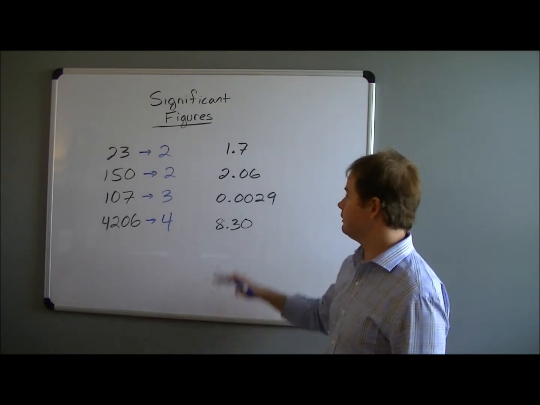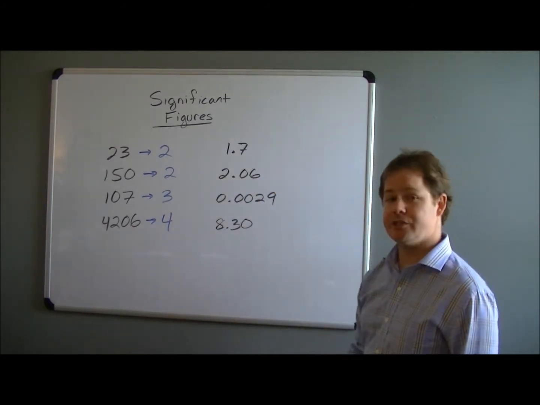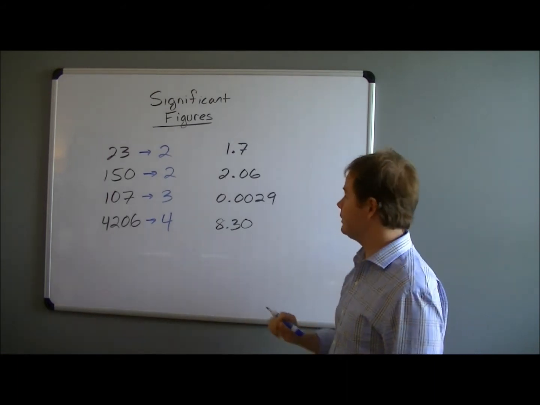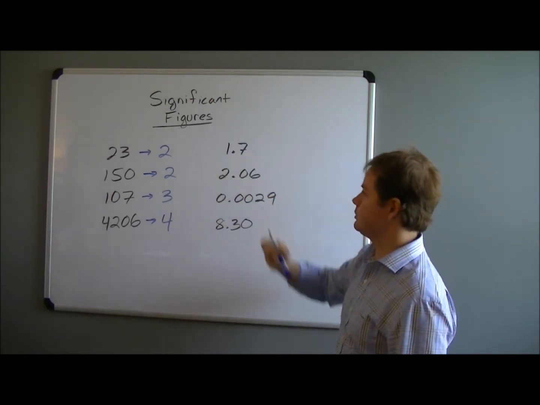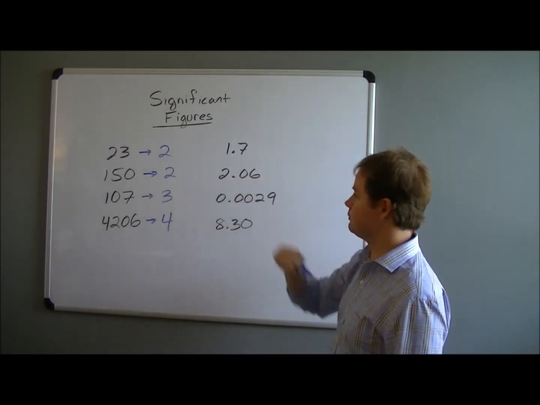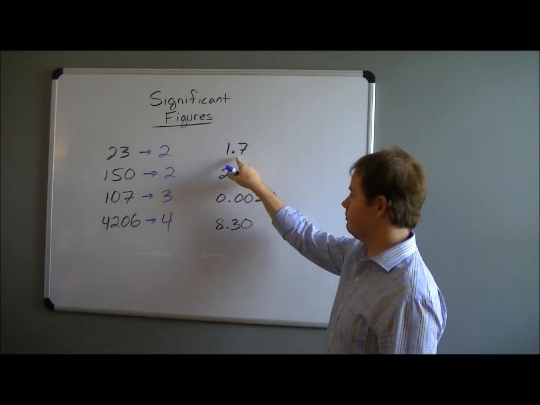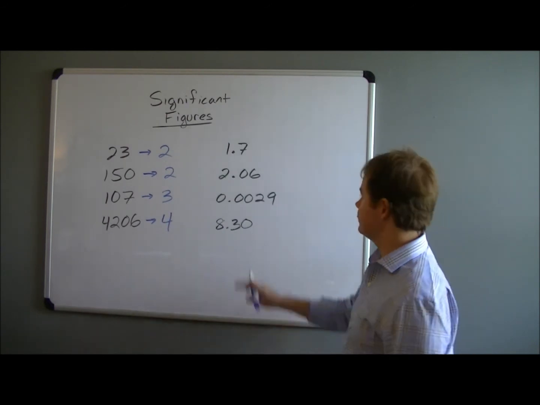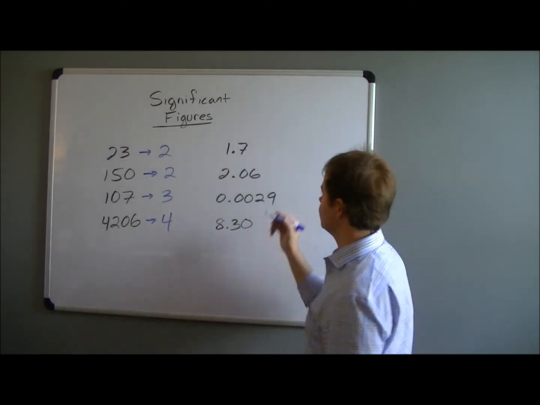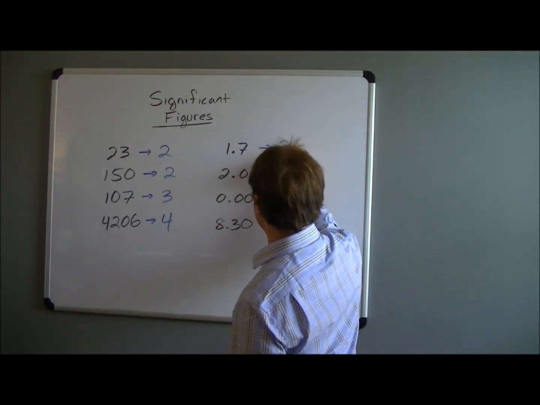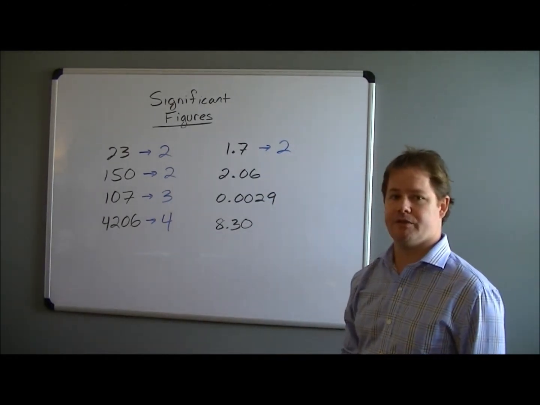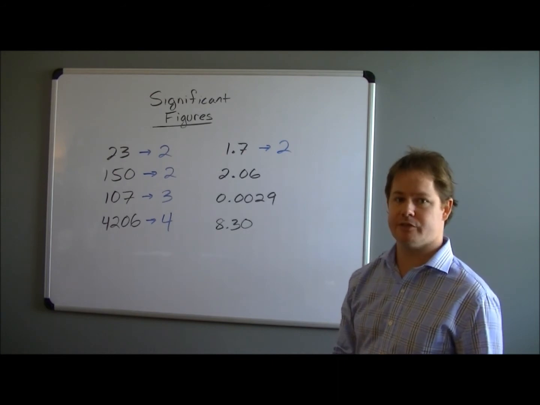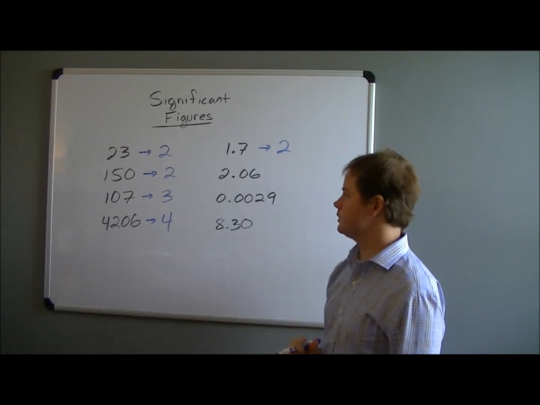Now let's see if we can step up to slightly harder questions here where we're going to deal with decimals. Many of the same rules apply when looking at significant figures in numbers that have a decimal. So for example, here in this first example that we look at, 1.7, both of those numbers are non-zeros. And so we're going to count both of those towards the number of significant figures, and that will have 2 significant figures. Very similar to what we saw over here with 23. 2 non-zero digits tells us that we have 2 significant figures.